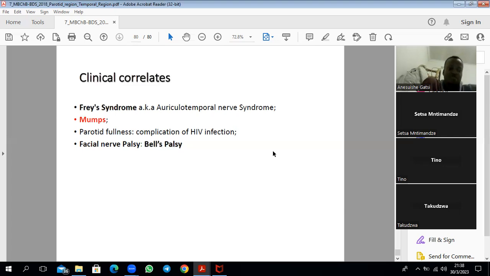Then you can have salivary stones within the parotid duct. Then we can have a lesion of the facial nerve within the parotid, and a lower motor neuron lesion is what we call Bell's palsy for the facial nerve. Lower motor neuron means we have just affected the facial nerve anywhere outside the central nervous system.